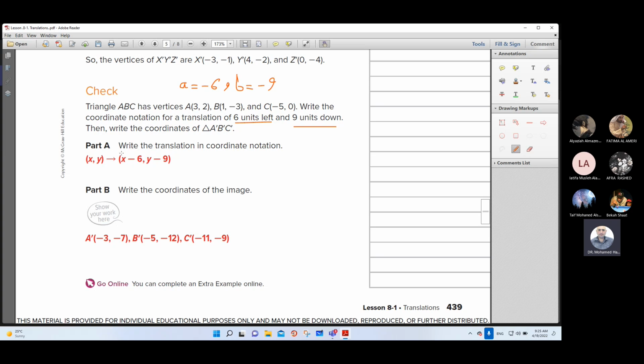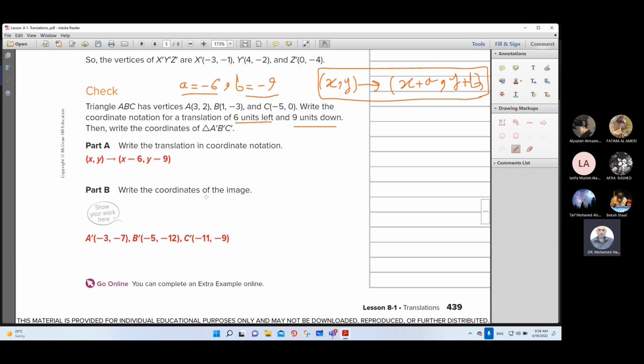So the first step, write the translation in coordinate notation. Always remember the translation for any point (x, y) will be x plus a and y plus b. This is the rule. Then you can substitute. (x, y) will be x plus a, the value of a will be minus 6, as you see. Then y plus b, the value of b will be minus 9, as you see.